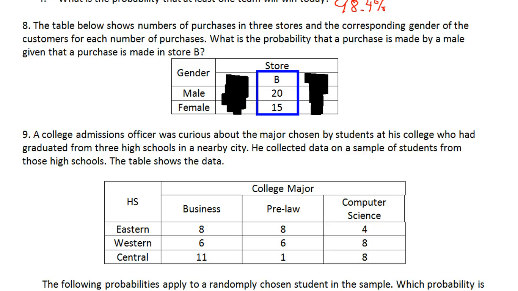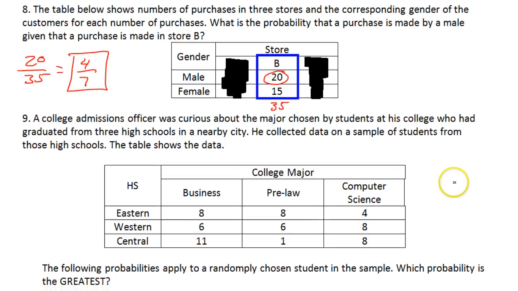Now, what are we supposed to find again? I got carried away. What's the probability that a purchase is made by a male? Okay, so males are 20 out of a total of, let's see here, 35. So 20 out of 35, because I'm just looking at my new universe. Both of these are divisible by 5. So if I do that, this will be 4/7. So that is the probability for number 8. Okay, moving on.